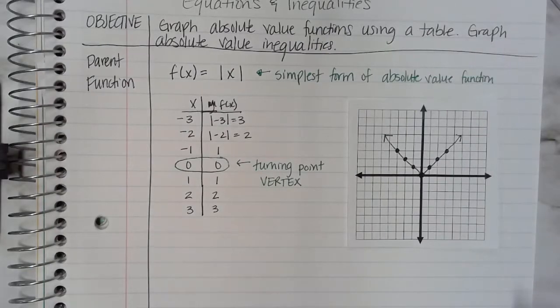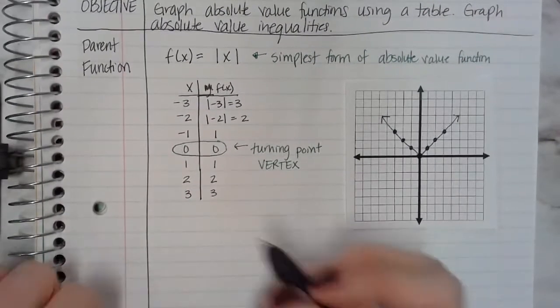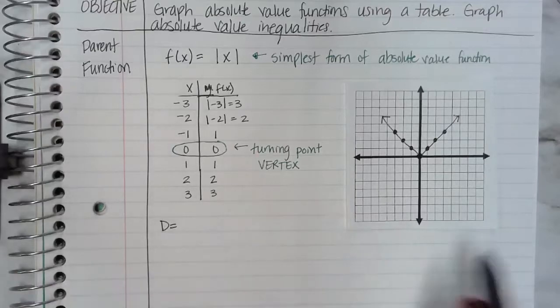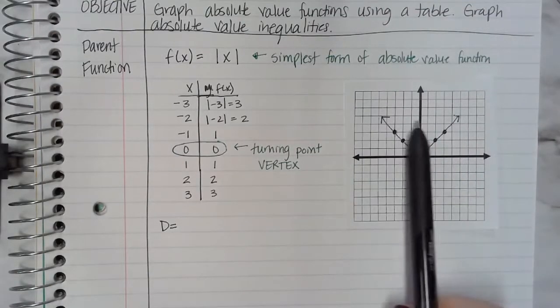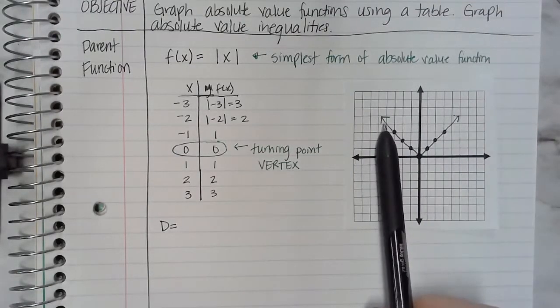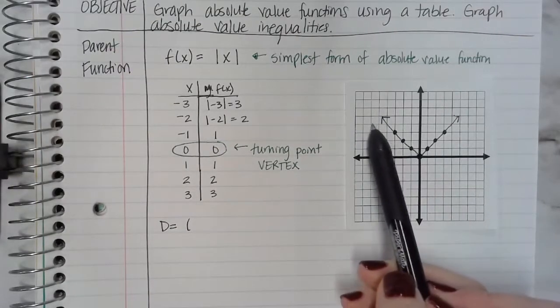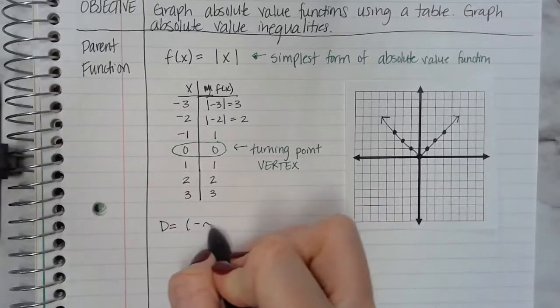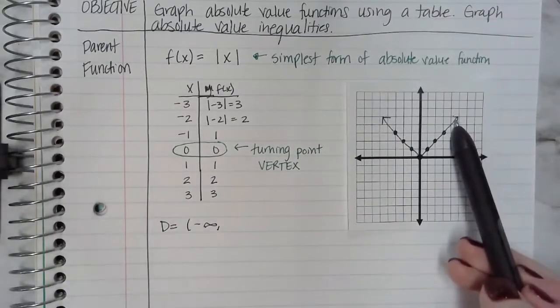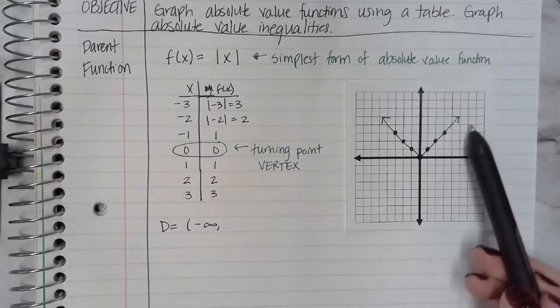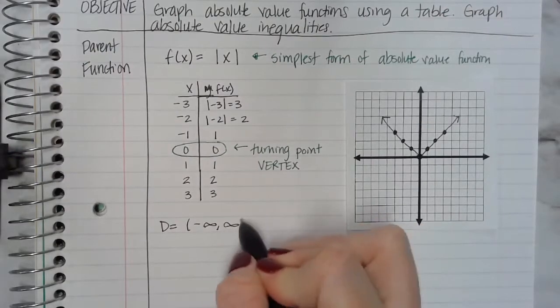Now if we take a look at the domain and range of this function, our domain, all of our x values, so if I look from left to right, on the left I have an arrow. And so that means that this function is going to continue moving to the left towards -infinity. Then if I look on the right, I have an arrow as well. And so that means it's going to keep moving to the right to +infinity.